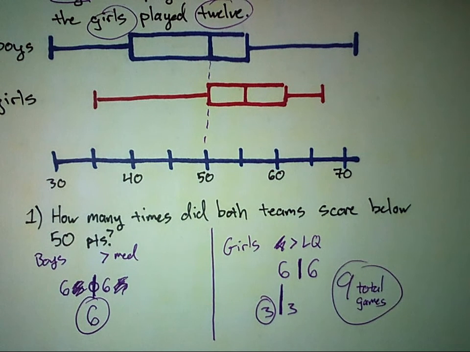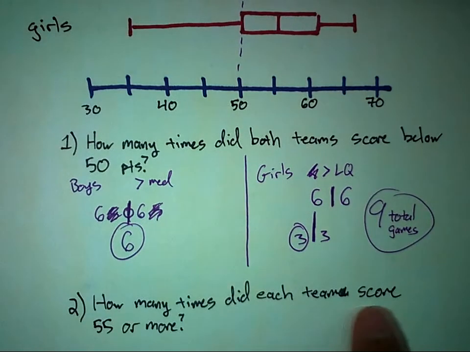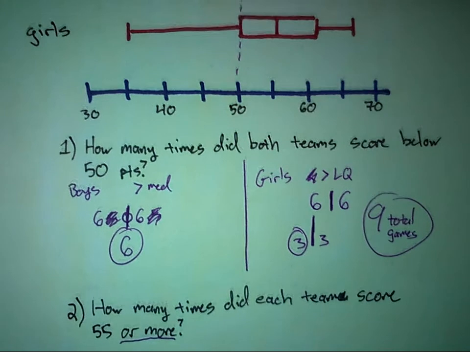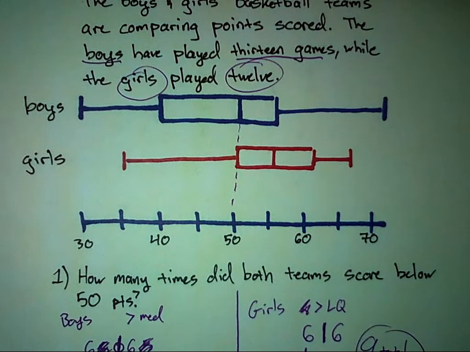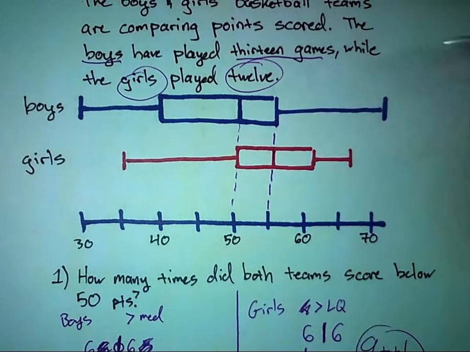Alright, let's take a look at one more question, and then that should give us a good grasp of what's going on here. How many times did each team score 55 or more? Ooh, or more. That's a little dangerous. That's going to change things, because we have to include 55 if a data point falls on it. So let's go back up to our beautiful graph here that Mr. Fordham's so great at drawing. Here we go. So 55, and again, we'll assume it was a much better drawing. For the girls, it looks like 55 is the median. And for the boys, it looks like it is the upper quartile.